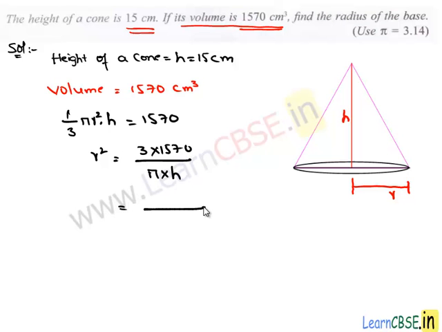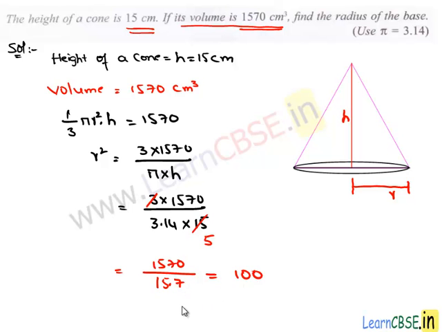Let's substitute their values. Here we have the value of pi, which is 3.14, and height is 15 centimeters, and in the numerator we have 3 times 1570. Here in the numerator and denominator, 3 goes in 15 5 times, and in the numerator we have 1570 and the product in the denominator is 15.7, and on cancellation we get 100.